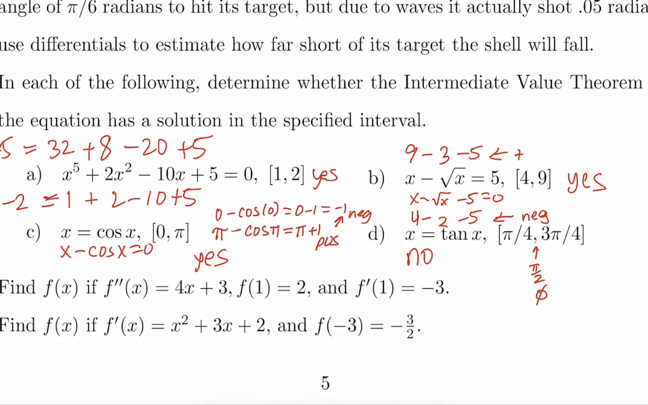But basically for the intermediate value theorem, if it's a continuous function, plug in and get a positive, plug in and get a negative, you're guaranteed a 0. But it does have to equal 0 or it doesn't work.